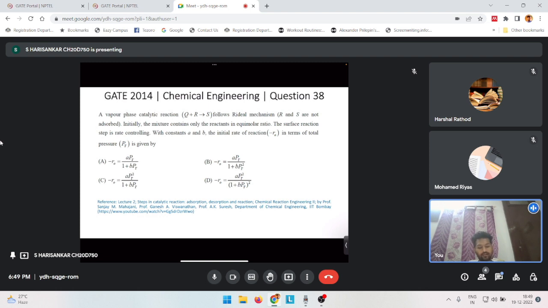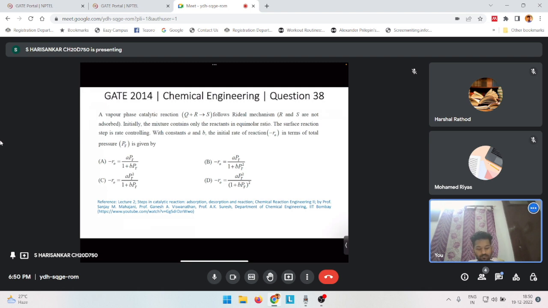This is a question from GATE 2014 Chemical Engineering, question number 38. A vapor phase catalytic reaction Q plus R giving S follows Eley-Rideal mechanism where R and S are not adsorbed. Initially, the mixture contains only the reactants in equimolar ratio. The surface reaction step is rate controlling. With constants A and B, the initial rate of reaction, minus r_0, in terms of total pressure PT is given by dash. And the four options are given here.